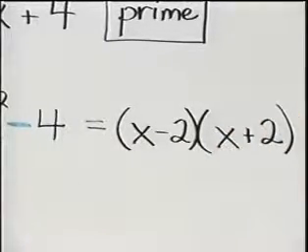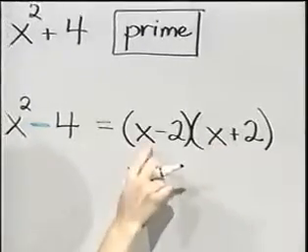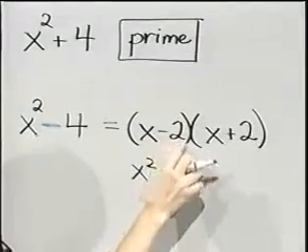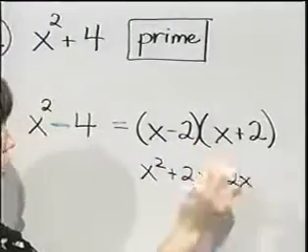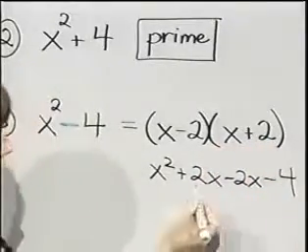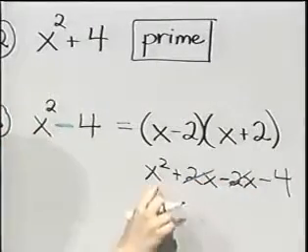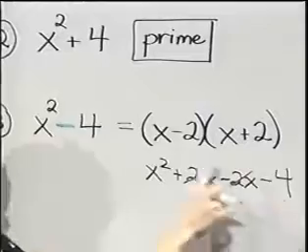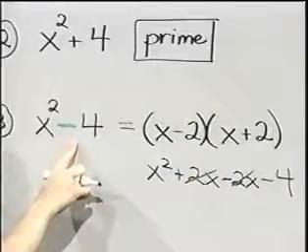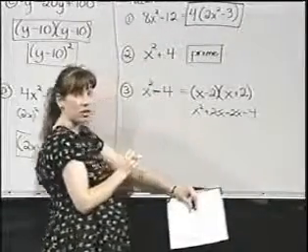And let's check. X times x is x squared. X times 2 is 2x. Minus 2 times x is minus 2x. Minus 2 times 2 is minus 4. 2x and minus 2x cancel each other out. And in fact, you're left with x squared minus 4 when you FOIL this. This is the factorization for this. Because you have a minus sign, this one can be factored.